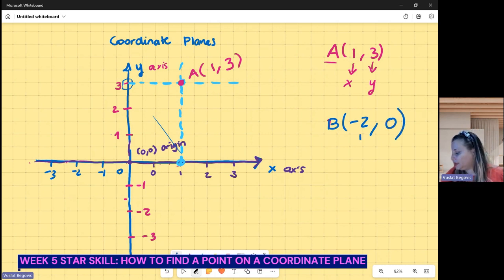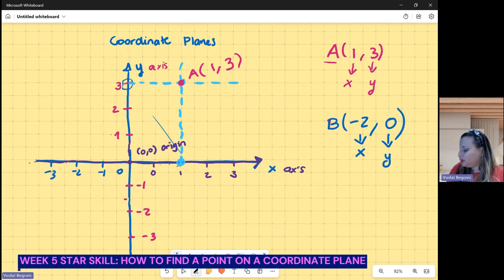I will look at the axis for the first coordinate, and the second one will be the y coordinate. Why? The first one is x and the second one is y. It goes alphabetically. So in the alphabet, x is before y. So remember that x is before y because of that.